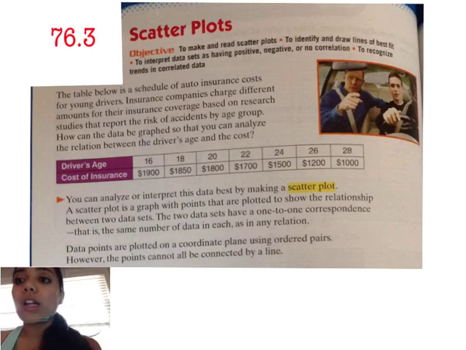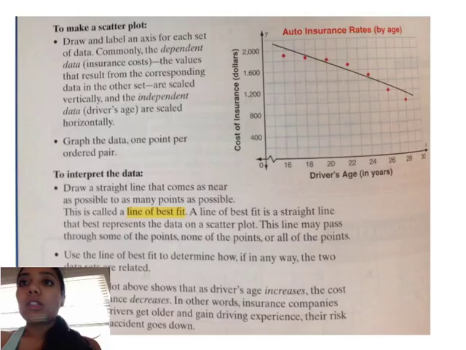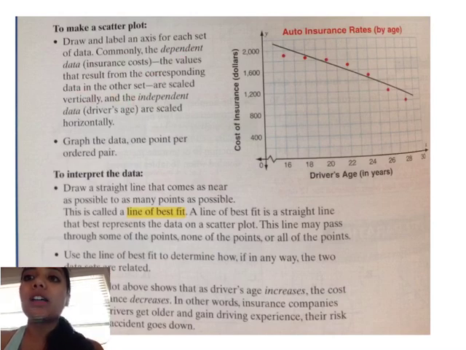Data points are plotted on a coordinate plane using ordered pairs. However, the points cannot all be connected by a line. And that's where a line of best fit comes in. So to make a scatter plot, draw and label an axis for each set of data. Commonly, the dependent data, insurance cost, the values that result from the corresponding values in the other set, are scaled vertically, and the independent data, driver's age, are scaled horizontally.